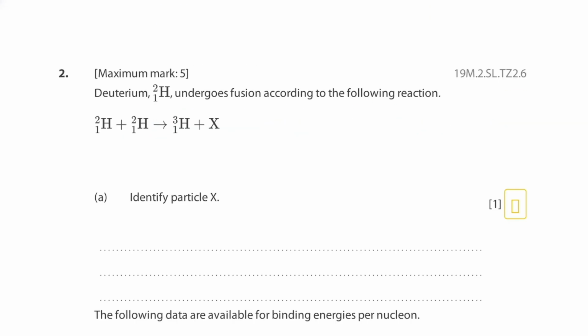Question 2. Deuterium undergoes fusion according to the following reaction. Identify particle X. Well, let's just do a basic addition on both sides. There's 2 nucleons on the left-hand side, 3 here, so there must be 1 nucleon there. There are 2 protons on the left-hand side and only 1 on that side, so we must have 1 there. That makes this particle here a proton.